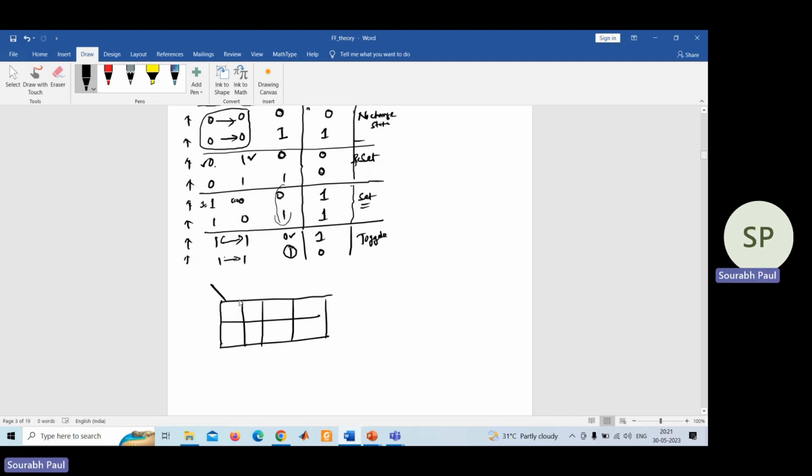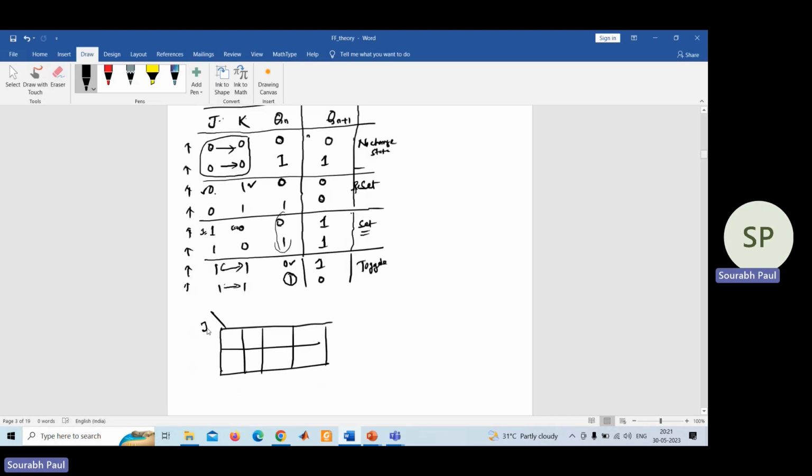Use the K-map. In the K-map, you need to use 3 variables: J, K, and Qn. These are given to you, and you need to find the value of Qn plus 1, which means the next state value. After applying the clock, whatever output you get is denoted by Qn plus 1.